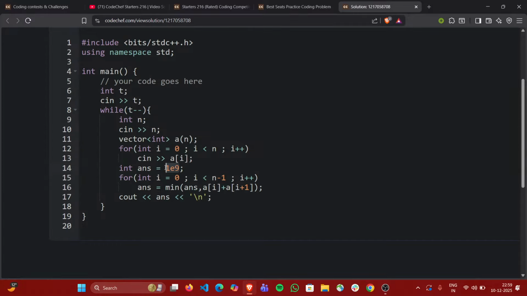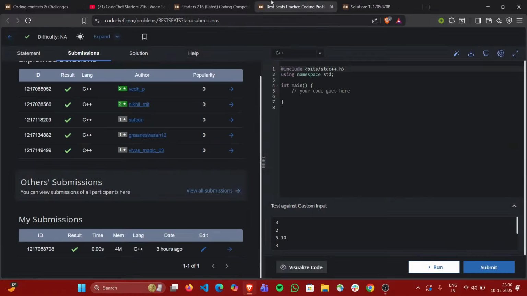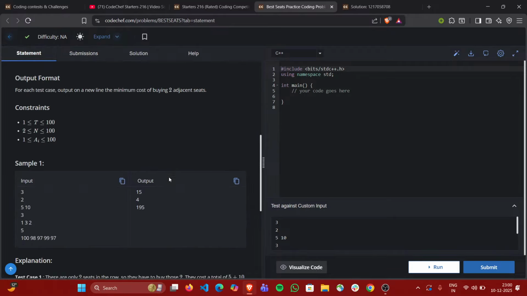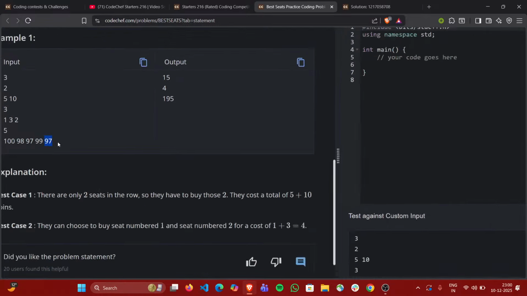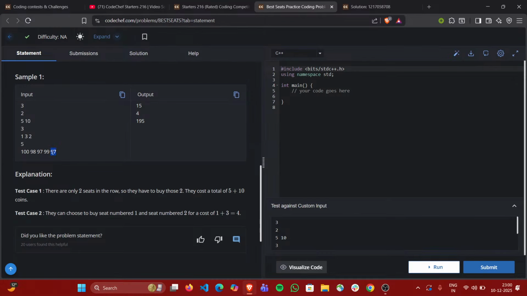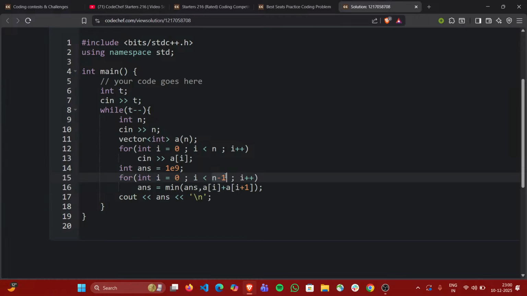So once I'm initializing it with a large value like 1e9, I run a loop and go to all the adjacent seats, right? So the cost will be Ai plus Ai+1 for two adjacent seats, right? And I run the loop from 0 to n minus 1. Why n minus 1? Because if I am at the nth position, then what will happen? 97 plus the next value. The next value does not exist, so it will give me a runtime error. That is why I have to go to n minus 1 only.